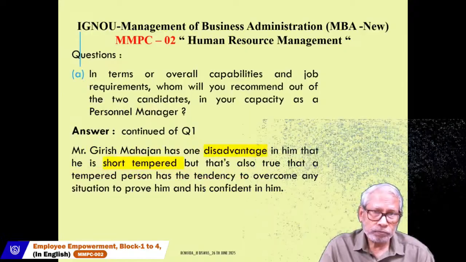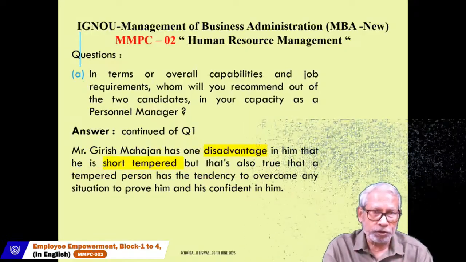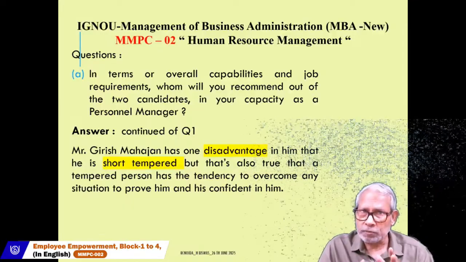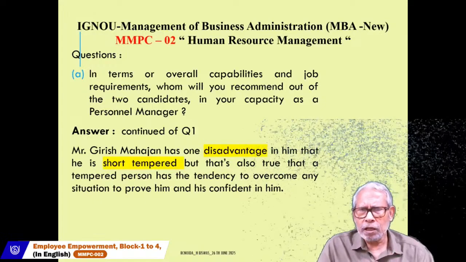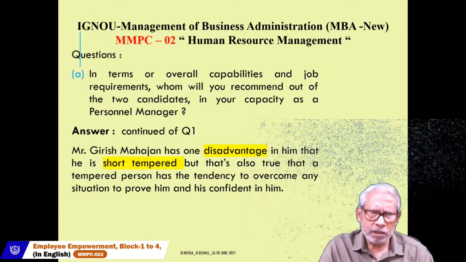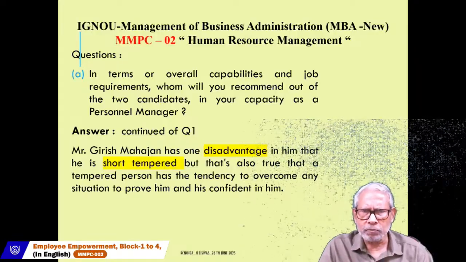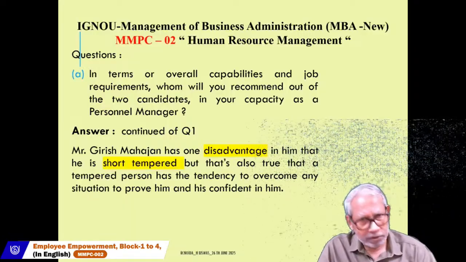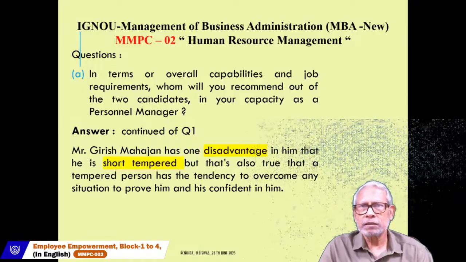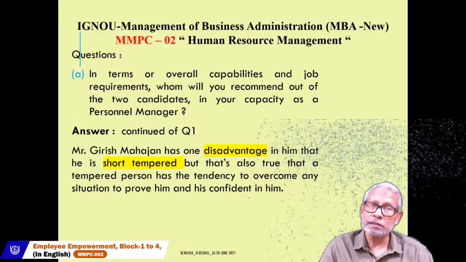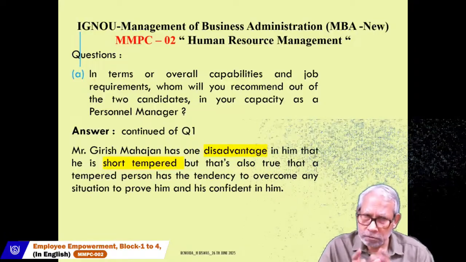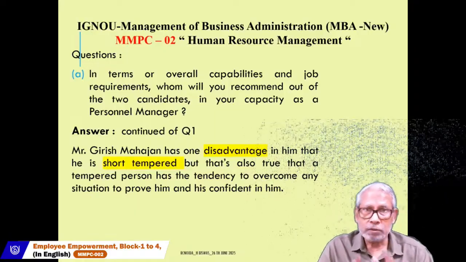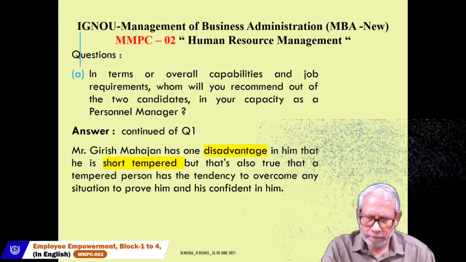Now, second question. Girish Mahajan has one disadvantage, which is that he is short tempered. That has to be considered a little, through the counseling process. You can reduce it. Short tempered persons have a tendency to overcome any situation to prove themselves and their confidence. By virtue of time, we have to give them some chances to observe this. It can be reduced by counseling, when seniors discuss with him. So this is the way to answer.